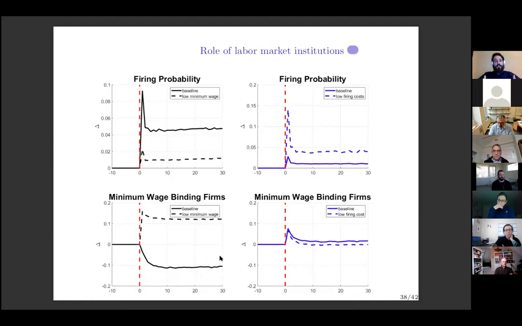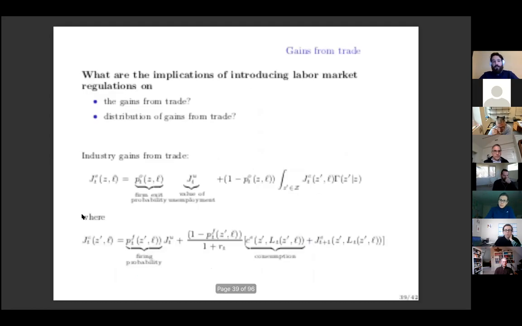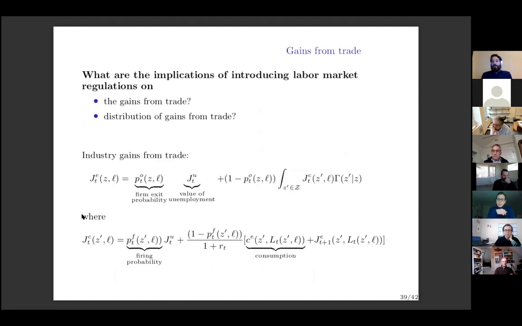So this type of adjustment can be explained by the difference in institutions, and quantitatively the differences in unemployment can be explained up to a certain amount by these institutions. In the last minutes, I want to talk briefly about welfare and the gains from trade. In particular, I want to understand what the implications of these different trade liberalizations are for the gains from trade and the distribution of those gains among workers.